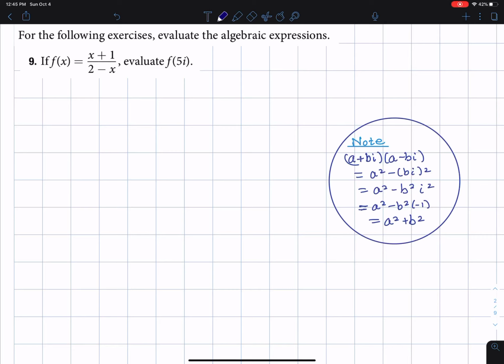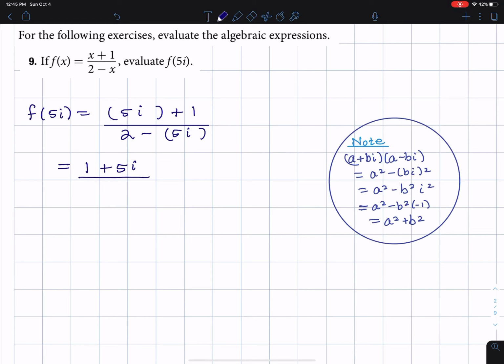Okay, we have a function f of x, and I'm going to plug in for x 5i, the imaginary number 5i. And so I have f of 5i, and I replace x. Wherever I see x, I replace that by 5i. I'm going to write this as 1 plus 5i divided by 2 minus 5i. And it sort of looks like we're done, but I'm going to simplify this.